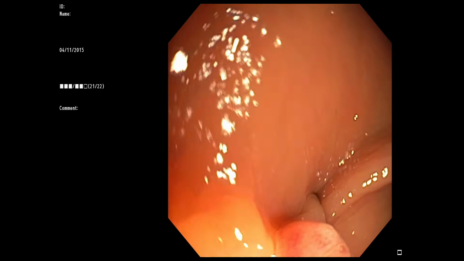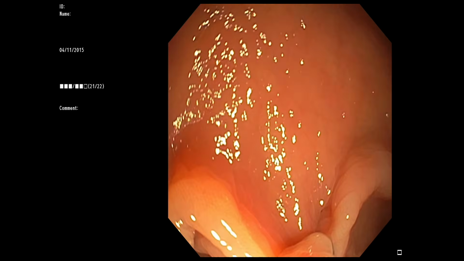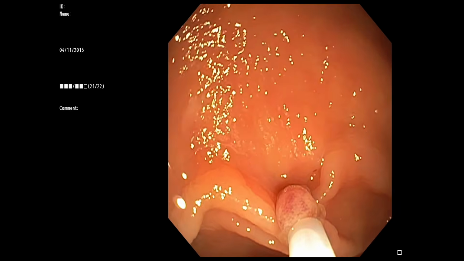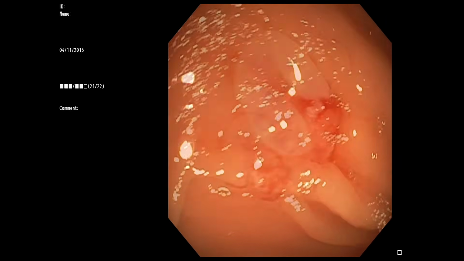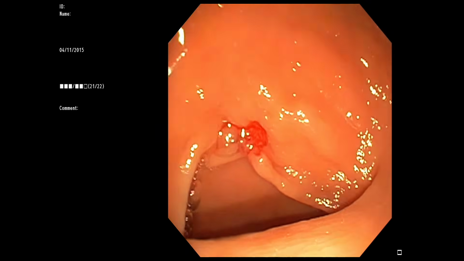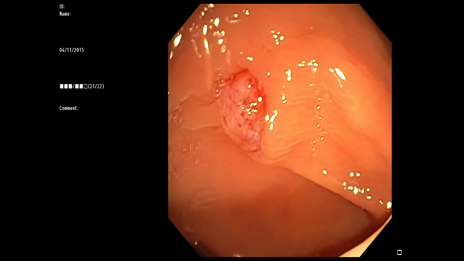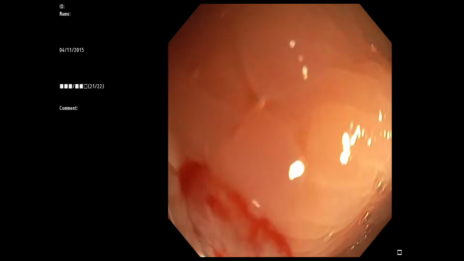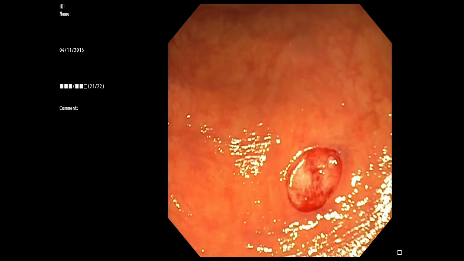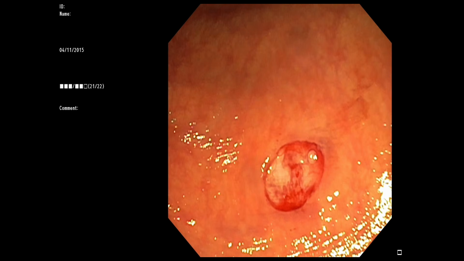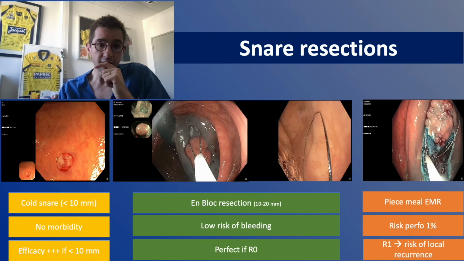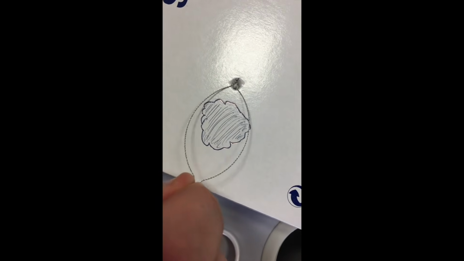So this is cold snaring, a very high quality resection with usually margin around the lesion and very low risk. So it is the combination of a high quality resection profile and a high safety profile. So in fact, it is the best option for the lesion under 10 mm.